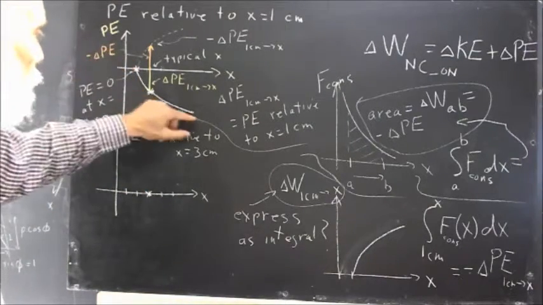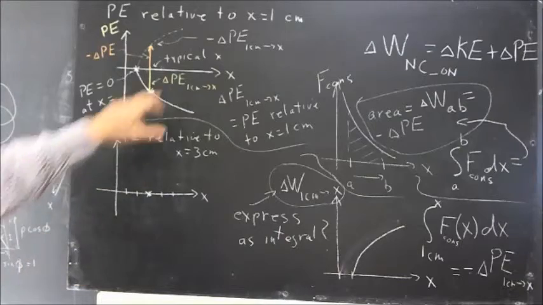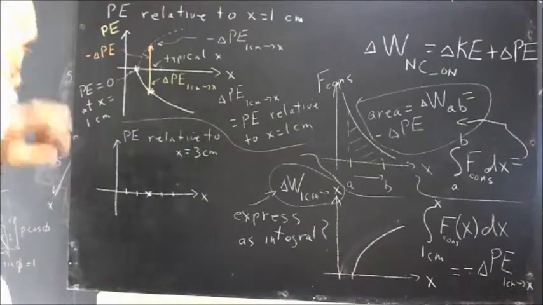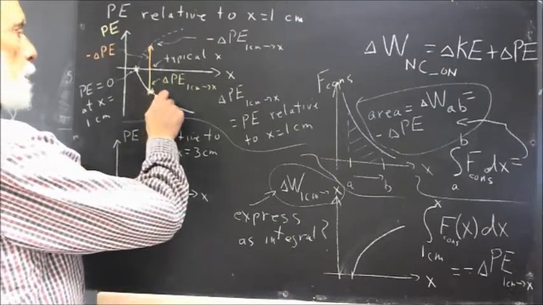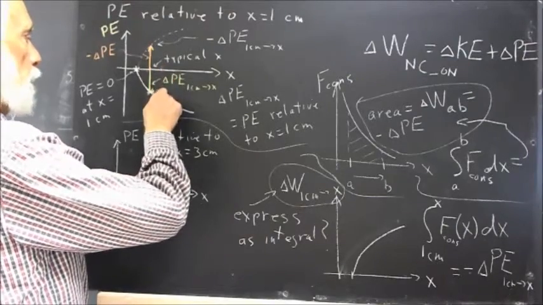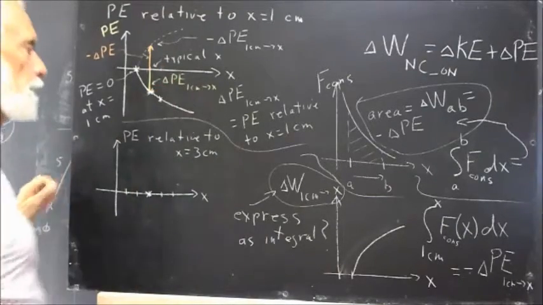Okay, here's a curve, change in potential energy from 1 centimeter to x. Here's the 3 centimeter position. Here's the point on the graph for the 3 centimeter position.